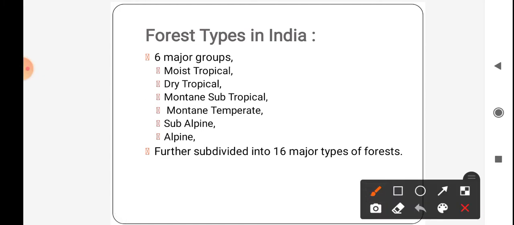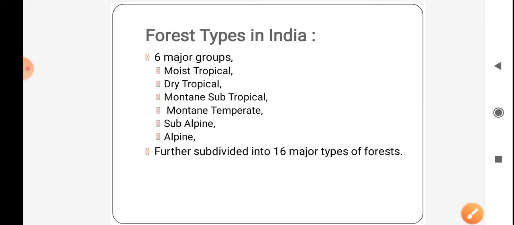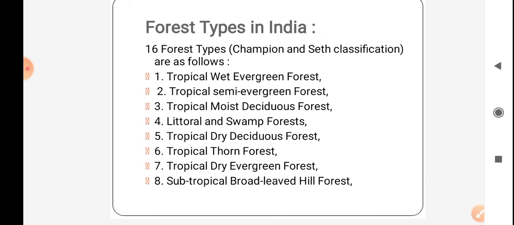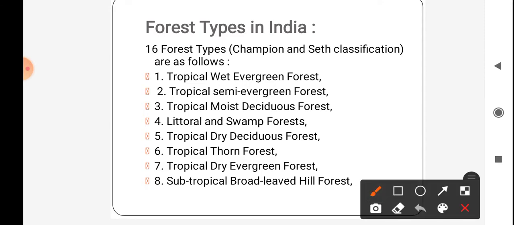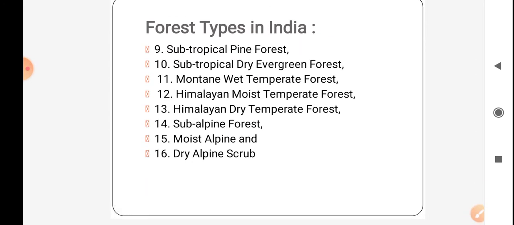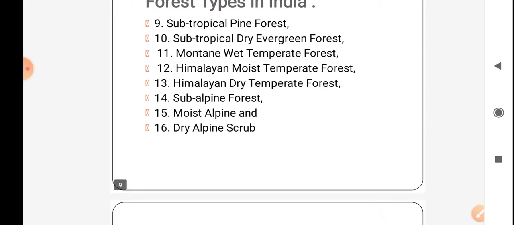Coming to the forest types in India, there are six major groups: moist tropical, dry tropical, montane subtropical, montane temperate, subalpine and alpine. Further, these groups are divided into 16 major types of forest. Remembering all these is important, but just see: tropical wet evergreen forest, tropical semi evergreen forest, tropical moist deciduous forest, littoral and swamp forests, tropical dry deciduous forest, tropical thorn forest, tropical dry evergreen forest, subtropical broad leaved hill forest, subtropical pine forest, subtropical dry evergreen forest, montane wet temperate forest, Himalayan moist temperate forest, Himalayan dry temperate forest, subalpine forest, moist alpine and dry alpine scrub.